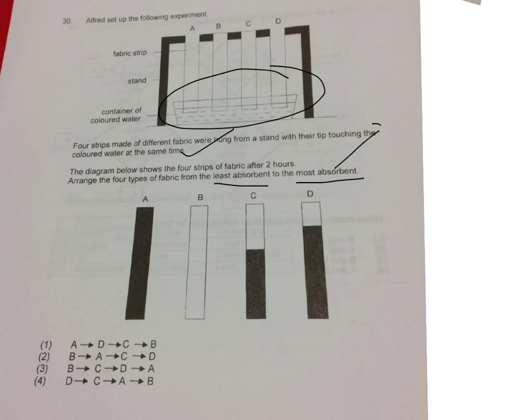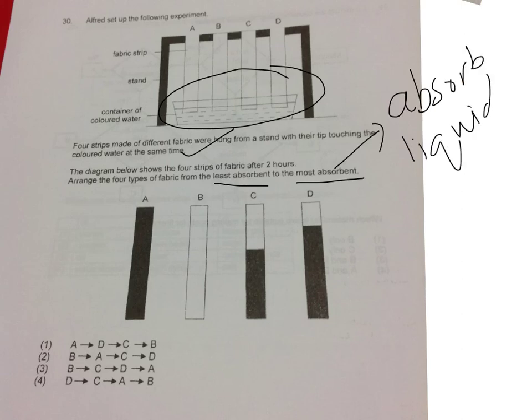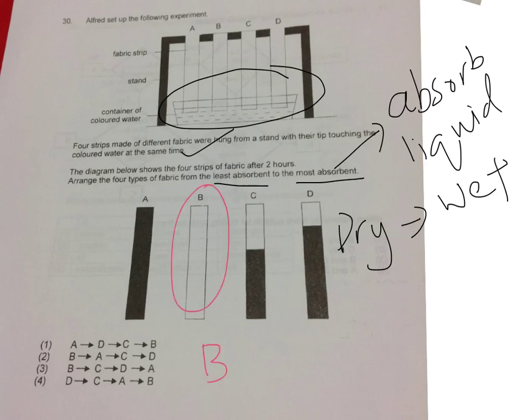The word absorbent means ability to absorb liquid. So we have to start from the driest to the wettest. Obviously you see from here that B is the driest, followed by C, D, A. So using this arrangement, there's only one option. So question 30, our answer is actually 3.